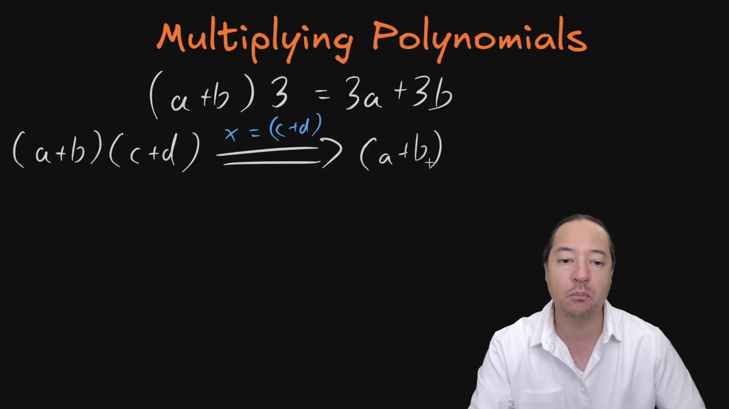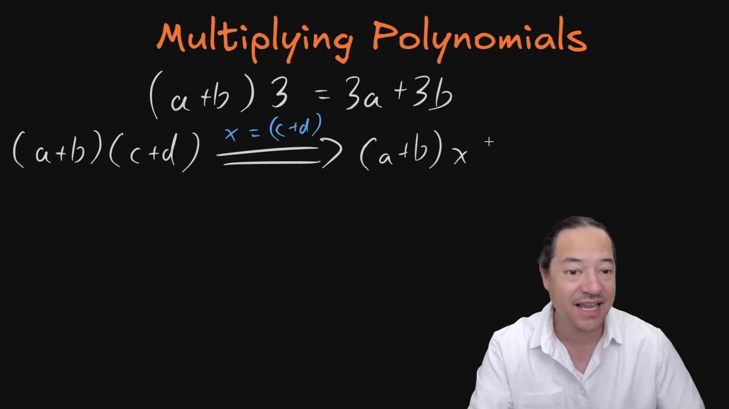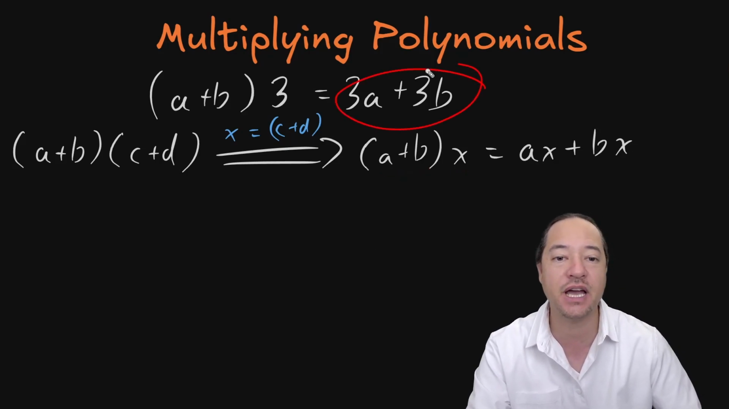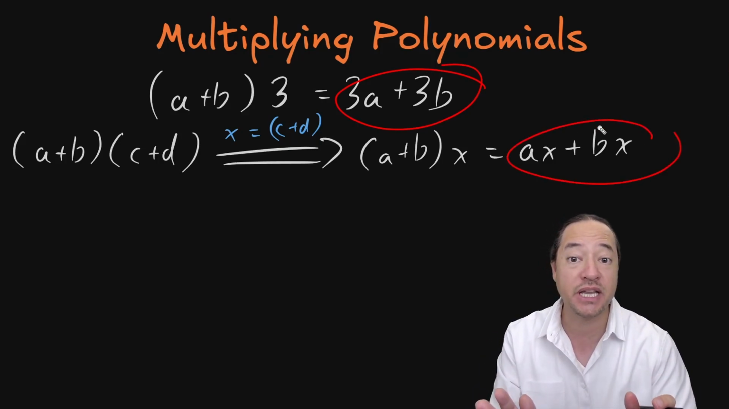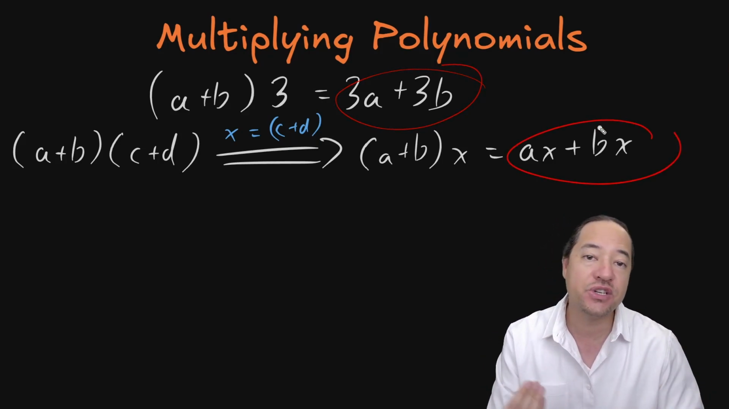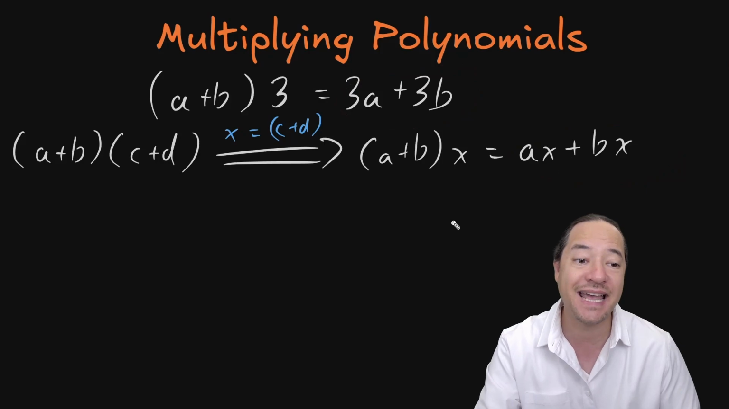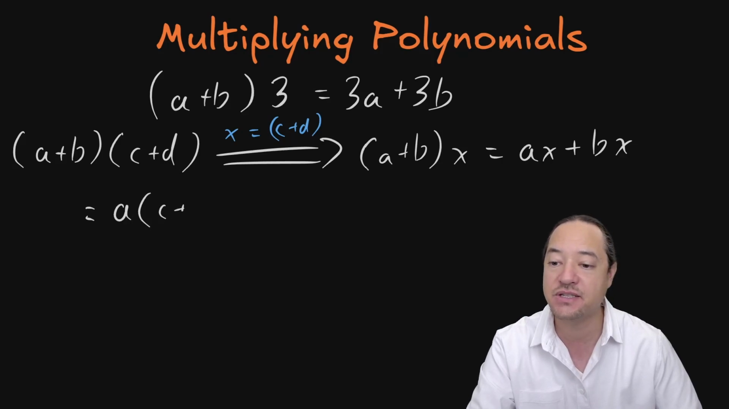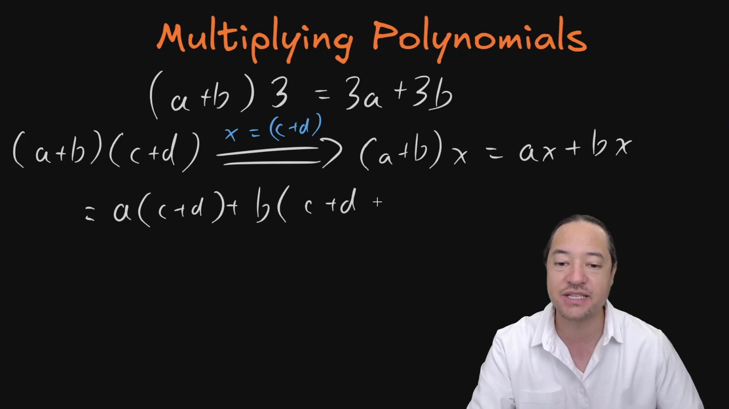So if we do that, we're going to have a plus b multiplied by x, and this is now just a binomial times a monomial, and so we know what we're going to get, just ax plus bx, just like what we had before, okay? This kind of multiplication we can do. Now we just substitute back in what is x. Well, x is going to be this c plus d. So let's write what we get now there. This is actually going to equal a times c plus d plus b times c plus d.